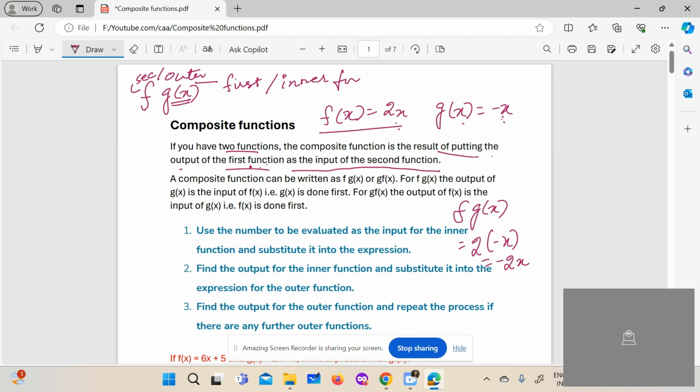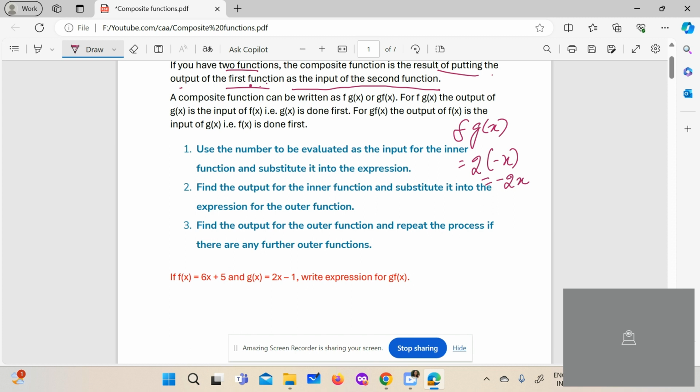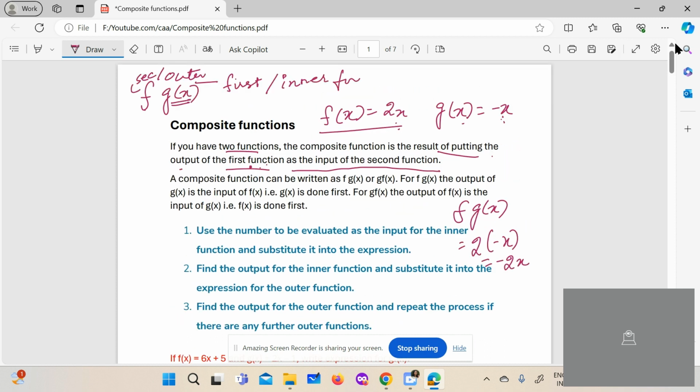So you can see there are certain steps. Use the number to be evaluated as the input for the inner function and substitute it into the expression. As I showed you here, this first function is the inner function. Now find the output for the inner function. Suppose in place of minus x it is some other number, then substitute it into the expression for the outer function. The value of this we have to substitute in the outer function. Then find the output for the outer function and repeat the process if you have many more functions written like that.